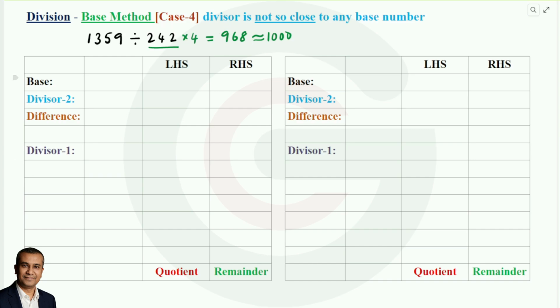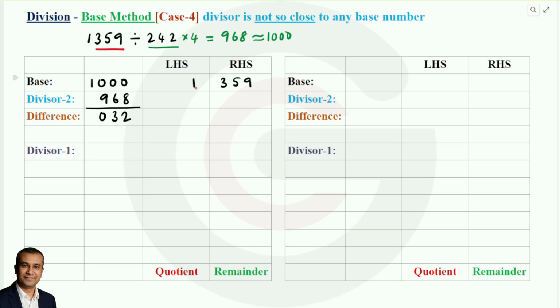So now I'll write here base is 1000 and divisor 2 is 968, and the difference, that is 1000 minus 968, we get 032. Now base is having 3 zeros, so therefore 359 we have to write it on the right hand side and this 1 has to be written on the left hand side.